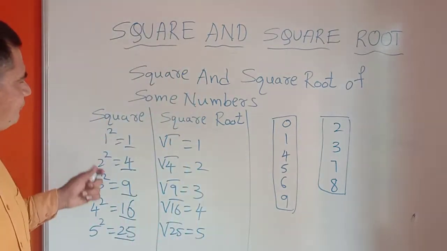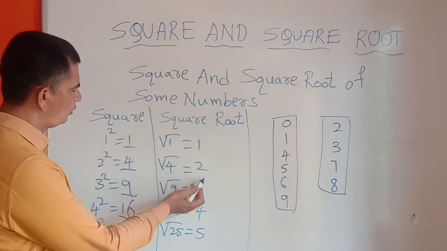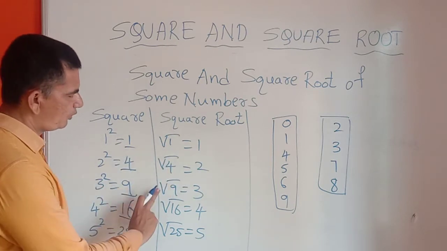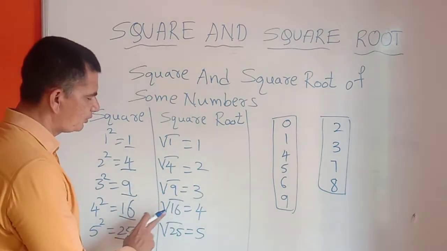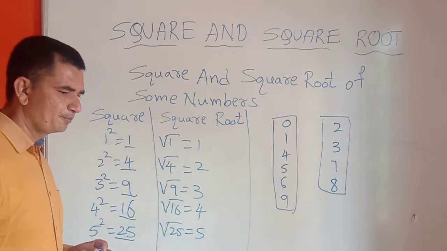Friends, now the square root of 1 is 1. Square root of 4 is 2. Means this answer comes here. Square root of 9 is 3. Square root of 16 is 4. Square root of 25 is 5.